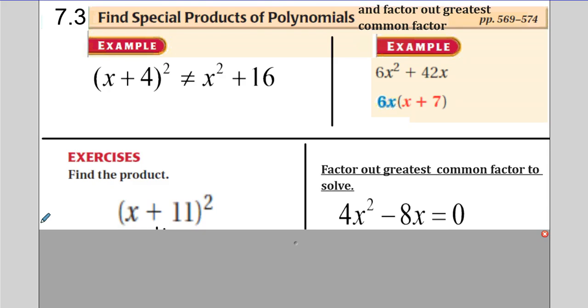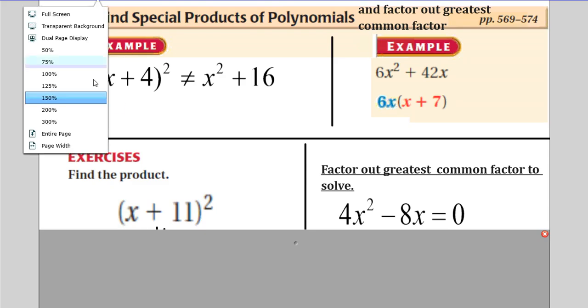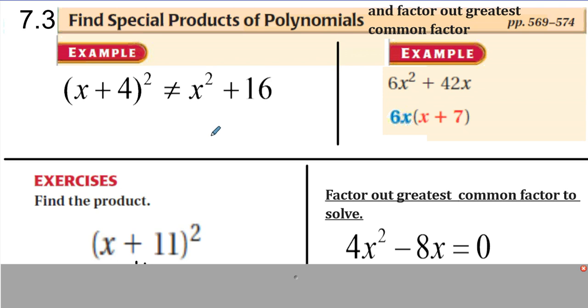The next section is on special multiplications before we actually jump into division. So we have special multiplications and then the very beginning of division, which we call the greatest common factor factoring. So 7.3 kind of has two titles. It's special products and factoring out the greatest common factor. You'll see this abbreviated GCF, greatest common factor. So this was the end of multiplication and the very beginning of division. So 7.3, special multiplications and factoring out the greatest common factor.